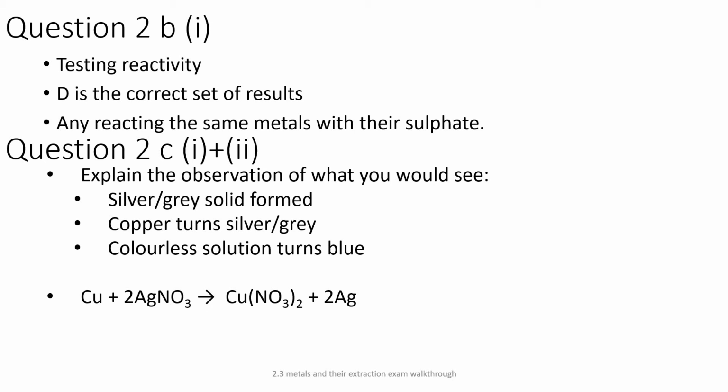You also need to remember that nitrate is an NO3 minus ion, so it will bond twice to a copper 2 plus ion, so 2 nitrates are needed, and this produces 2 moles of silver in the balancing of the equation.